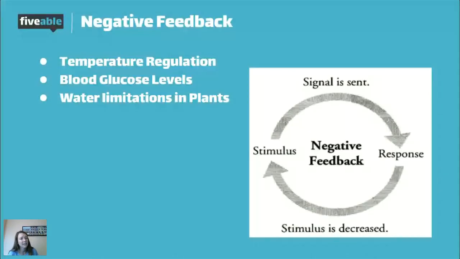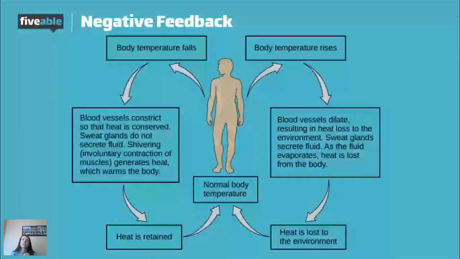So some negative feedback examples: temperature regulation, blood glucose levels, and water limitations. We'll go through temperature regulation and blood glucose really quickly. So temperature regulation, so negative feedback, and this is all part of endocrine because it's hormones that are signaling these changes, especially with blood glucose, which we'll talk about in a second because that's an important one.